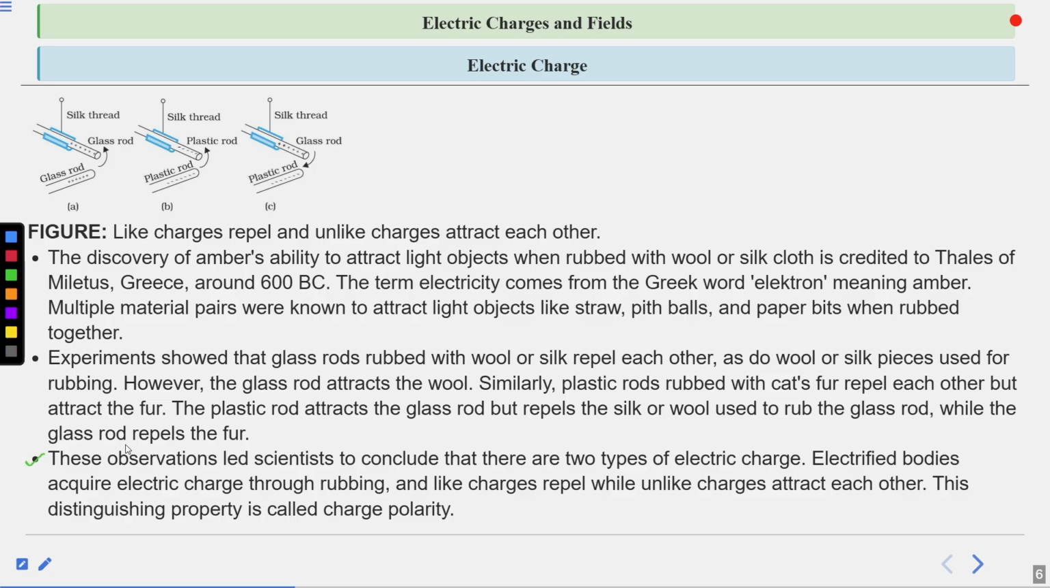These observations lead scientists to conclude that there are two types of charges. Electrified bodies acquire electric charge through rubbing, and like charges repel, while unlike charges attract each other. This is an important property. This distinguishing property is called charge polarity. Clear?